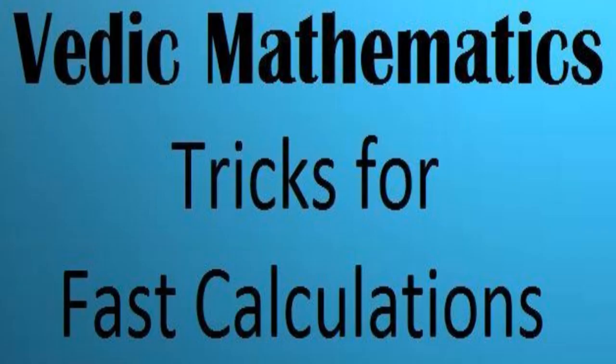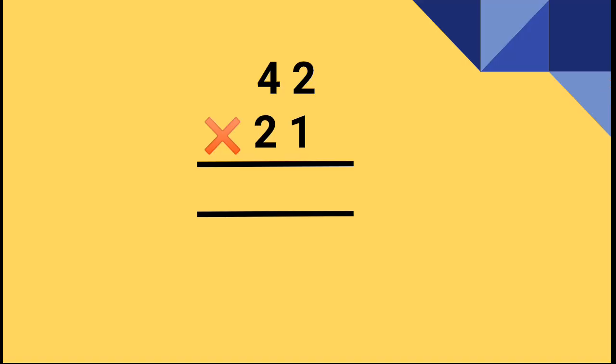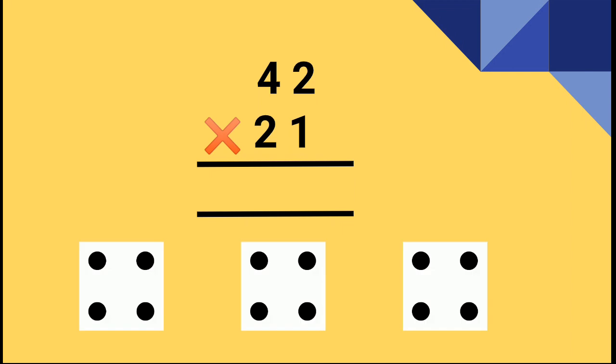As you can see, we have taken an example, 42 multiplied by 21. The concept of Vedic maths is that we have to represent the digits in the form of dots. So in this way, these dots represent the digits. The top two dots will represent the top number, that is 42, 4 and 2. And the bottom two dots will represent 21, that is 2 and 1.